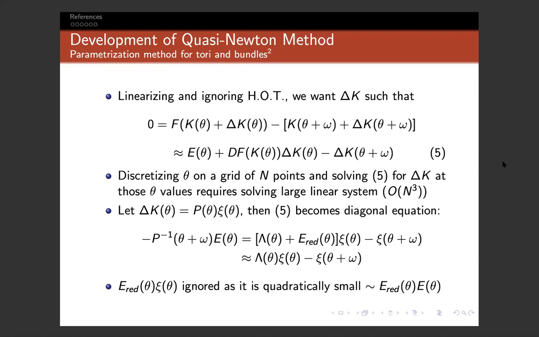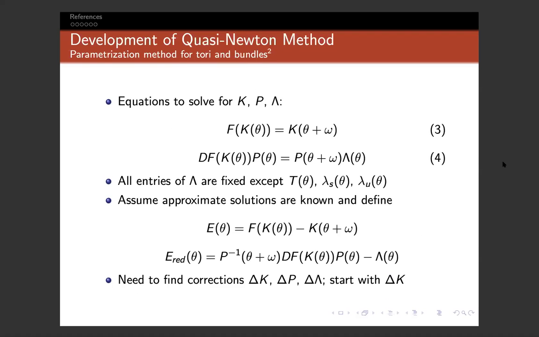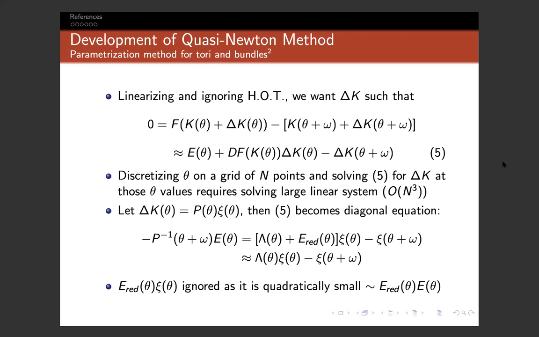instead, what we do is we take advantage of this equation 4 here, assuming that it has a small error. And what you do is you define delta K equal P times xi, and then equation 5, you can almost diagonalize by multiplying through by P inverse of theta plus omega, because what you see happens is that delta K gets replaced with P xi, and this on the left of df is multiplied by P inverse of theta plus omega, which is approximately equal to lambda. So that P inverse df times P gets replaced by this lambda plus irreducibility, and irreducibility times xi is quadratically small because xi is going to be approximately of the same order of magnitude as E, so we ignore it.